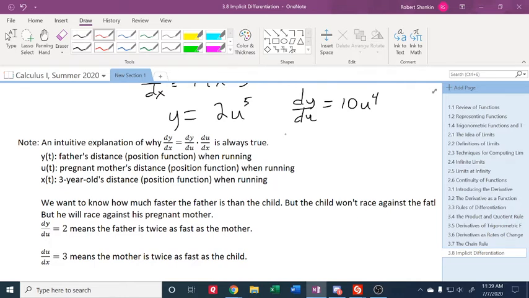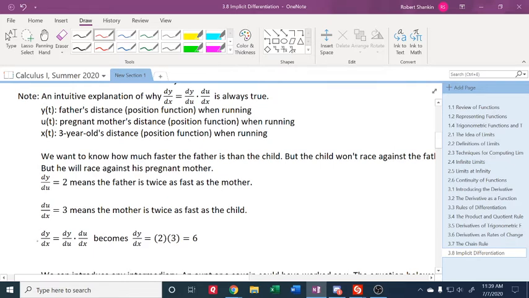But there's a problem. The 3-year-old child knows he hasn't got a chance racing against dad, so he won't race against dad. So the child won't race against the father, but he will race against his pregnant mom. He figures he's got a chance against mom. So what we want is this dy dx. But what we can get is this.